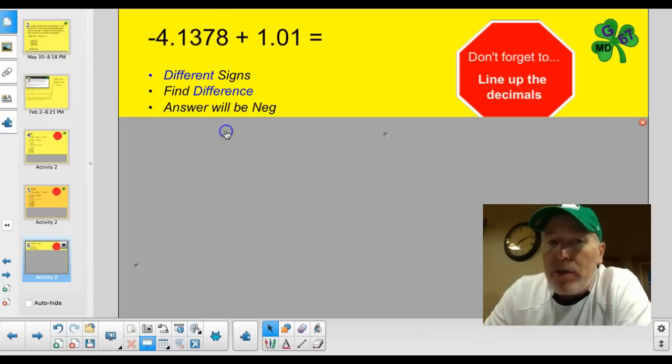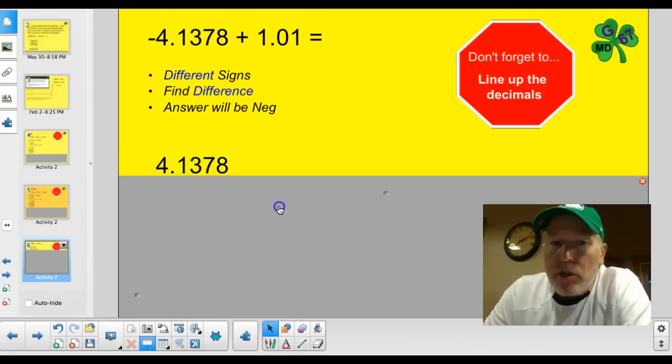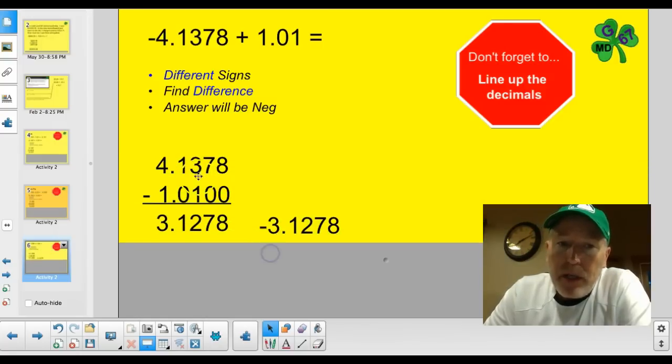My answer is going to be like minus 3, right? All right, so what we're going to do is we're going to find the difference, and we know that our answer is going to be negative. And you could put a negative symbol up there right now if you wanted to. I'm going to add it at the end. So here I go. I'm going to line up my decimals. I got 4.1378, and I'm going to subtract, because I'm finding the difference between these two. I'm going to subtract 1.01. I had to add a couple of placeholders here because there's more decimals here. So I can just add as many zeros on as I want. When I subtract away, 8, 7, 3 minus 1 is 2, 1 minus 1 is 1, 4 minus 1 is 3. 3.1278. And of course, that's negative.